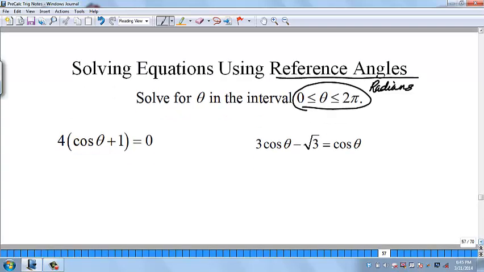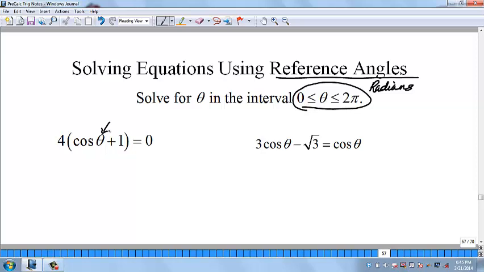Basically, when you solve these, you're solving a normal equation, except you're solving for the angle. And because you're talking trig functions, they repeat and repeat and repeat. Sometimes you have one answer, sometimes you have no answers, and sometimes you can have 2, 3, or sometimes 4 answers, because more than one angle can work in certain instances.